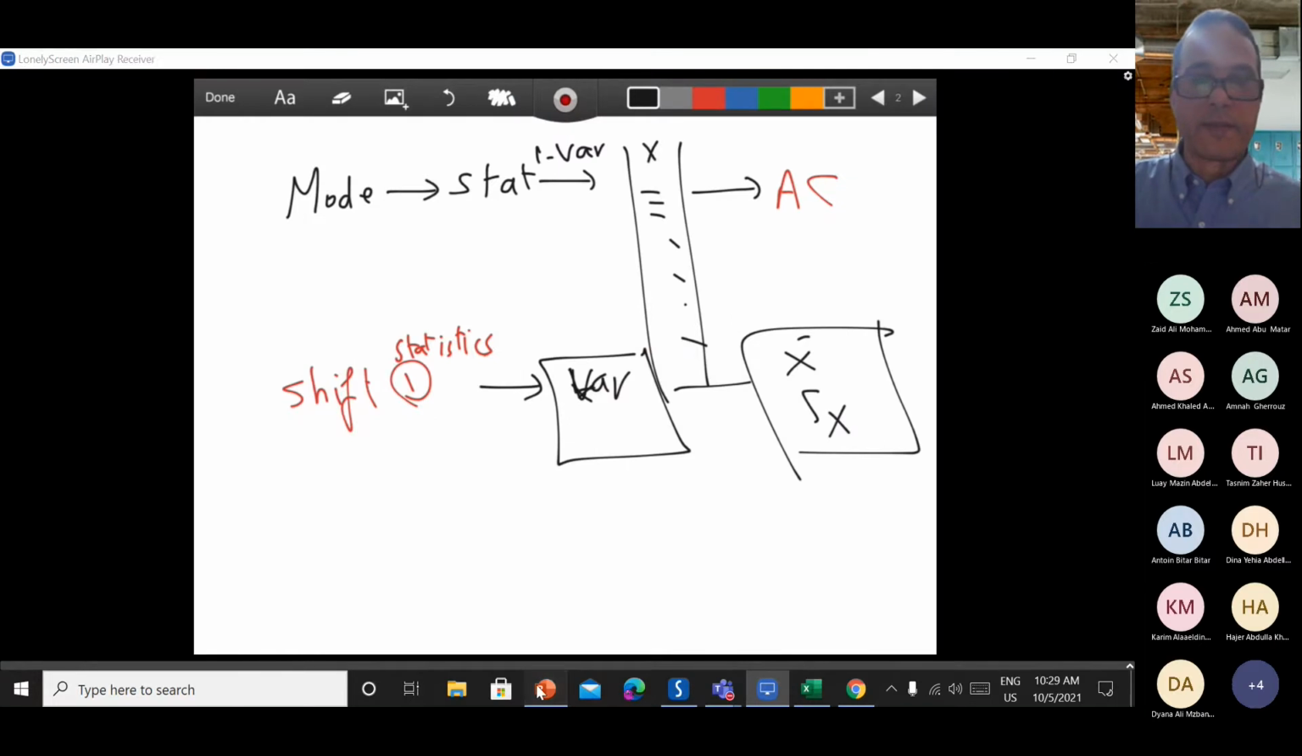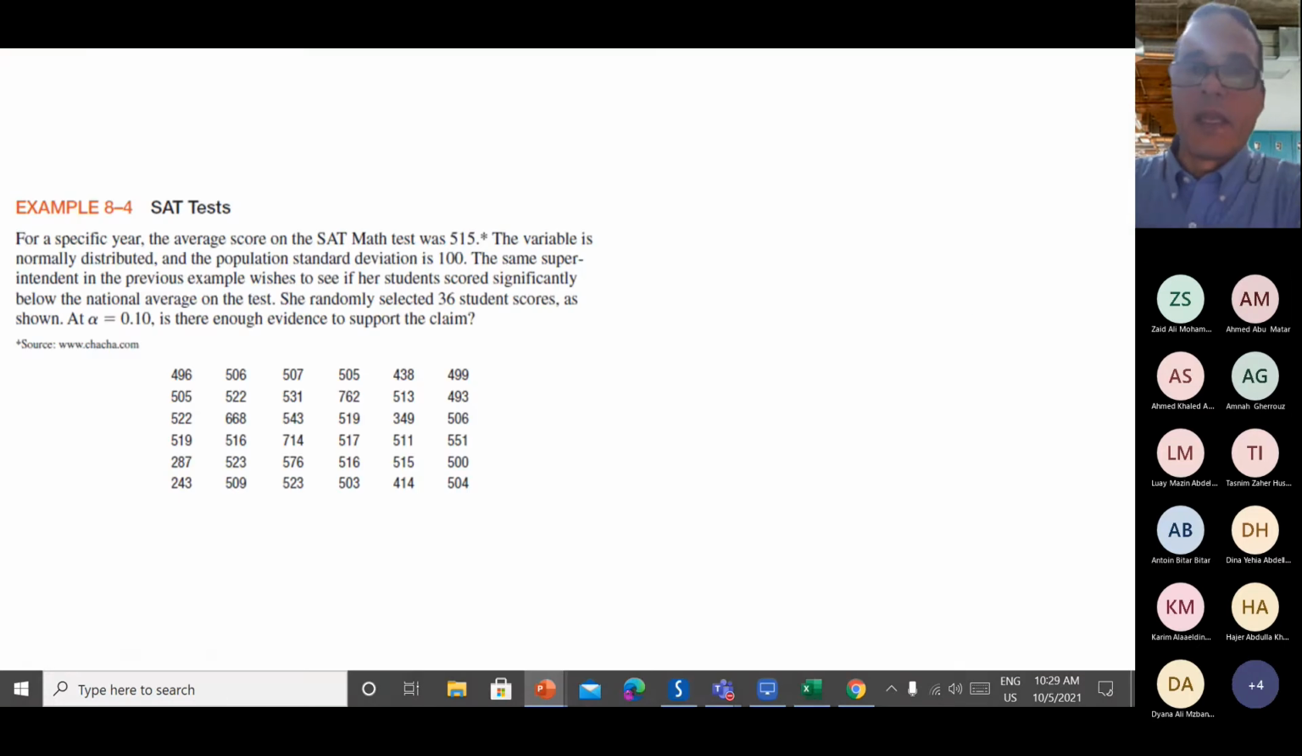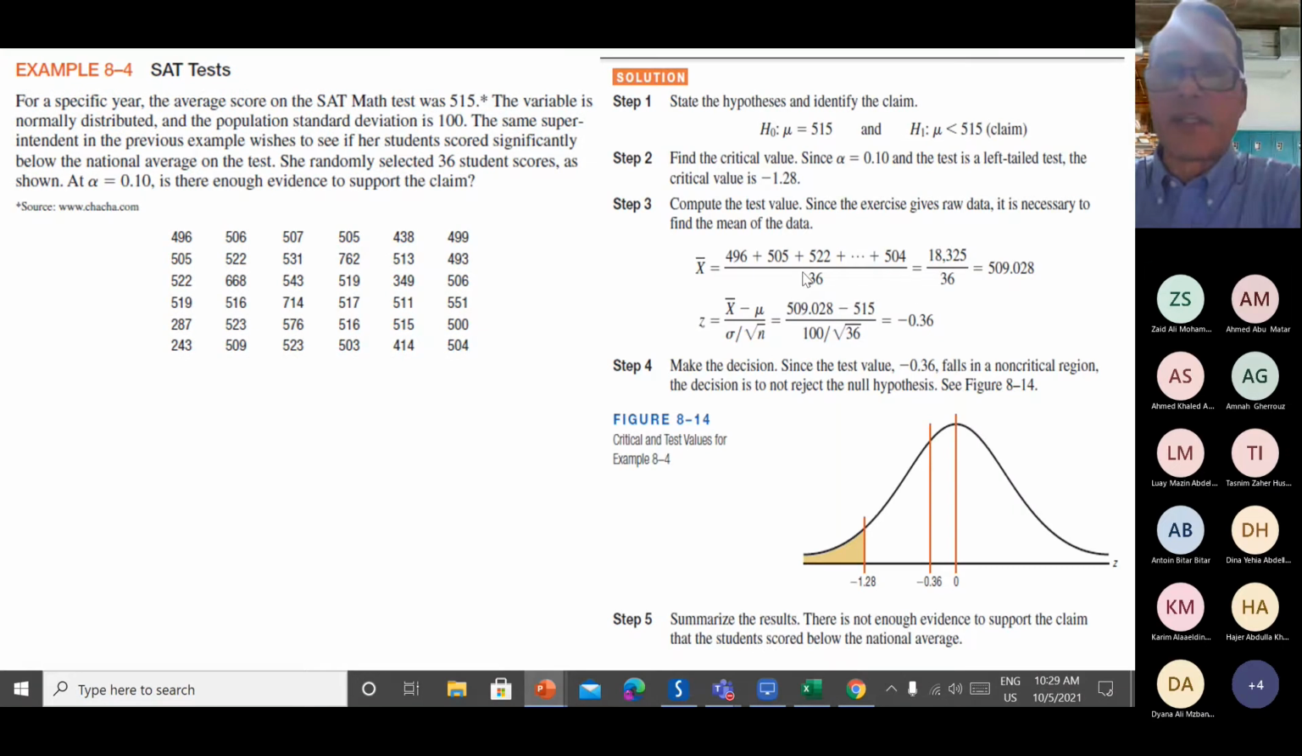Now let's go back. Now I have the mean and the standard deviation. I substitute in the formula for the one sample z-test, X bar minus mu. What is mu? Mu is the mean of the population, the mean you are comparing to. So you are comparing to 515, and the sample mean is 511. This value, when you input the data to your calculator, you will find this mean. And 100 is given for you as the standard deviation. Once you substitute in this formula, you have minus 0.36. This is the statistical value.